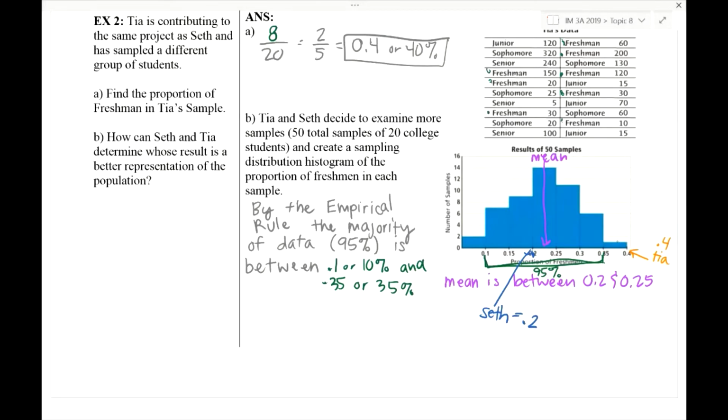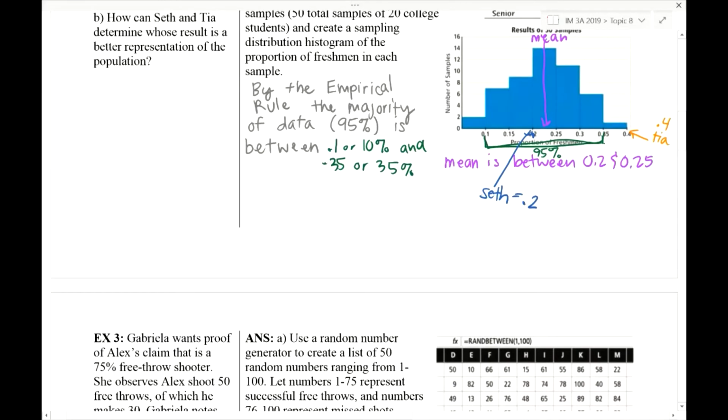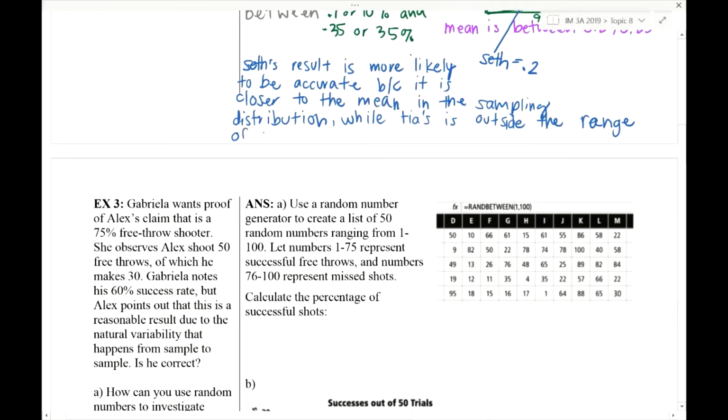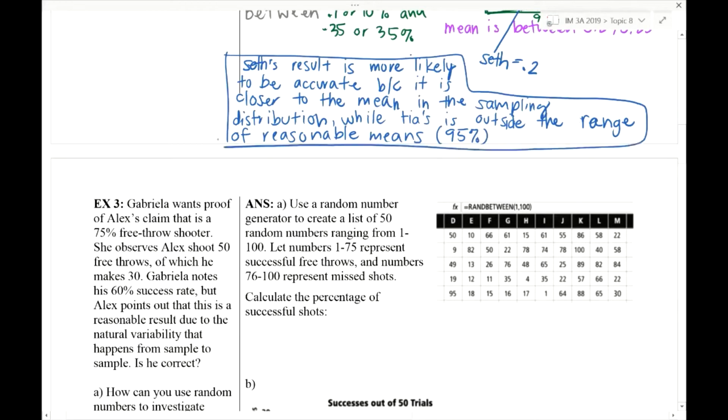So they took 50 samples of 20 more students, and they found the proportion of freshmen. Seth's value is closer to where that true mean should lie, somewhere between 0.2 and 0.25. So that means Seth's result is more likely to be accurate because it's closer to the mean of that sampling distribution.